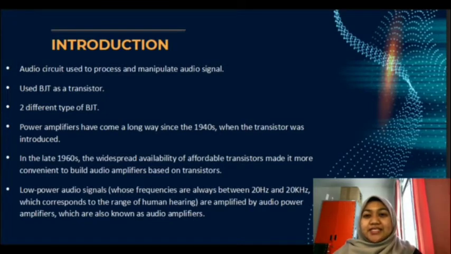In the late 1960s, the widespread availability of affordable transistors made it more convenient to build audio amplifiers based on transistors. So our group has designed a 5-watt transistor-based audio amplifier using a single-stage BJT. Low power audio signals, whose frequencies are always between 20 Hz to 20 kHz, corresponding to the range of human hearing, are amplified by an audio power amplifier, which is also known as an audio amplifier.